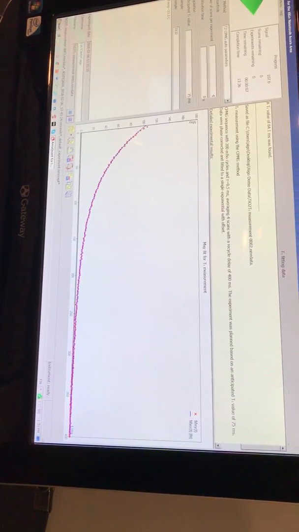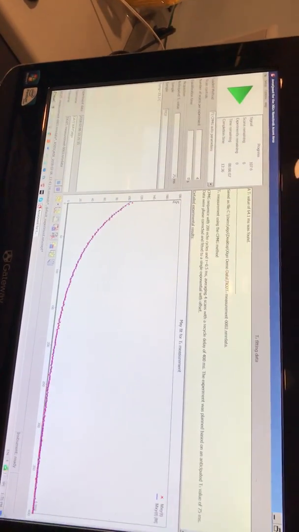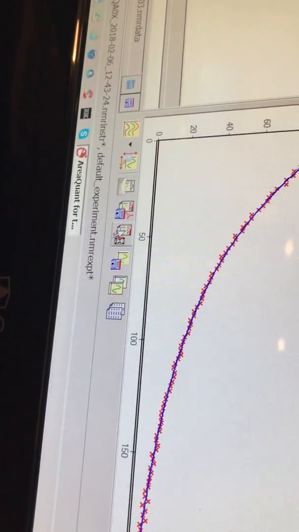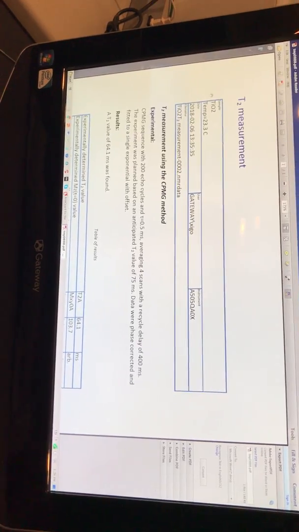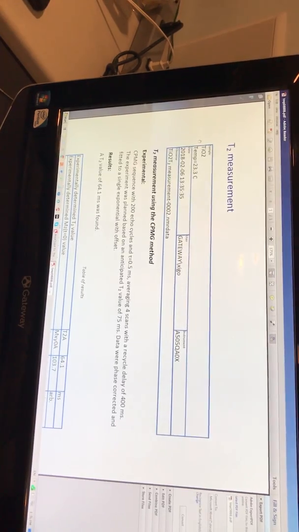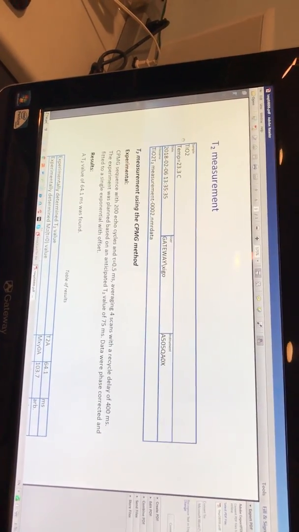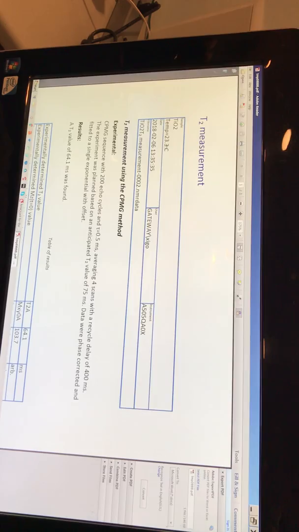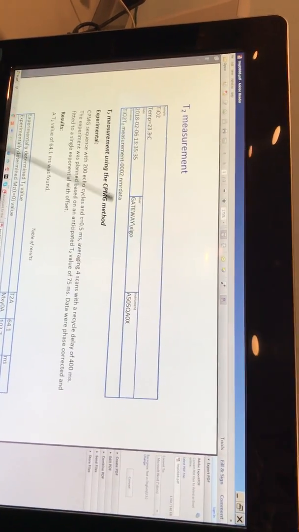If I want to then view the report as a PDF, I click on this icon. And here's what a report looks like. Okay, so at the top you have the sample name, the temperature. Right now you have to record the temperature manually. The software doesn't capture the temperature for you, so it's important to note the temperature because relaxation times are affected by temperature. So here's the date, the file name.